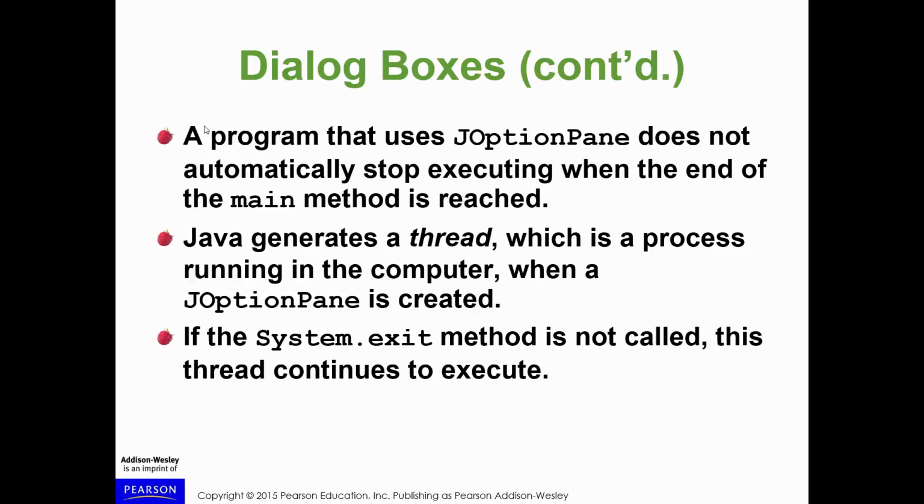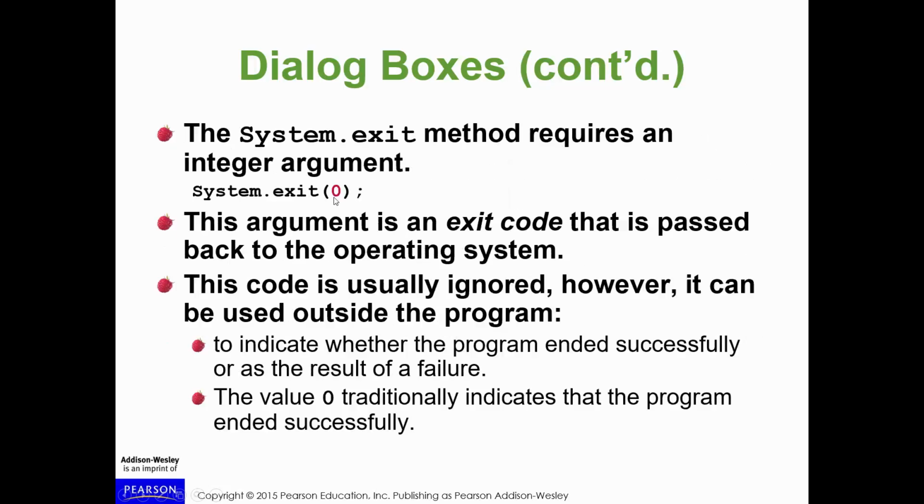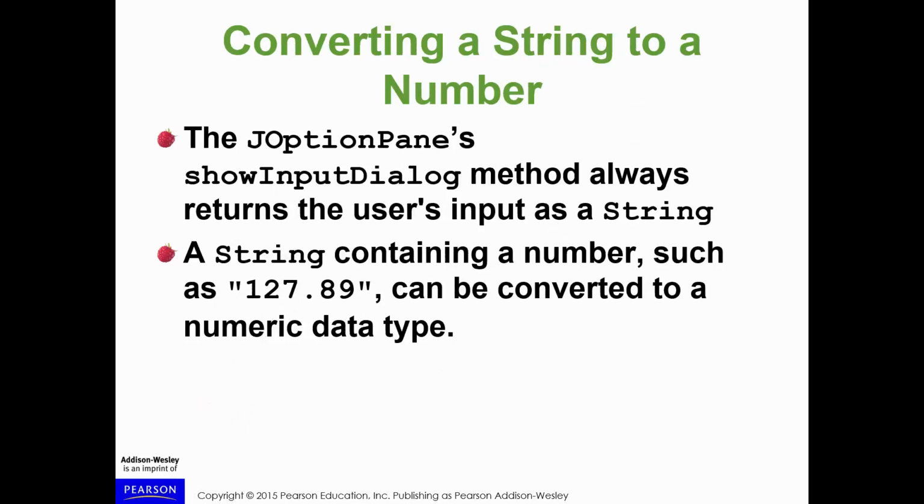Now this is a little technical, but what they're saying here is anytime you use these option panes, the system doesn't know that the program is over even when it's over, because these option panes run in what are called a separate process or a separate thread. So you need to put in System.exit like this. Anytime you're going to use those JOptionPanes at the end of your program, you have to put in System.exit(0). Zero traditionally means the program ended gracefully, naturally, successfully, however you want to refer to it. All right.